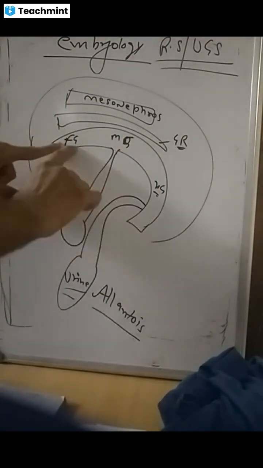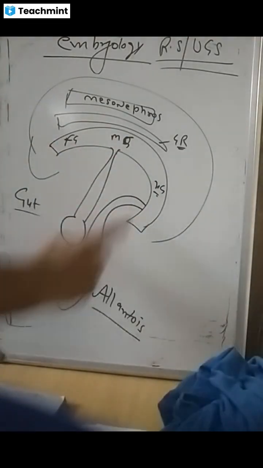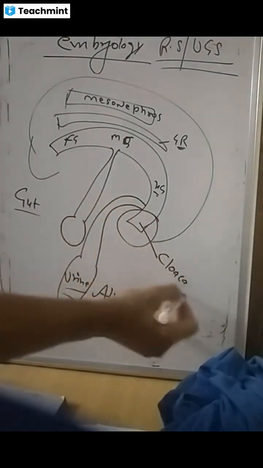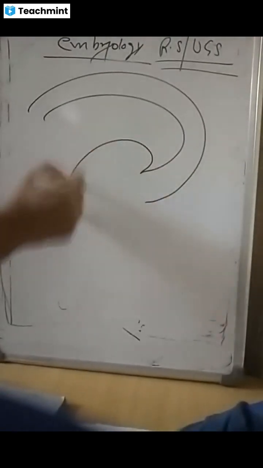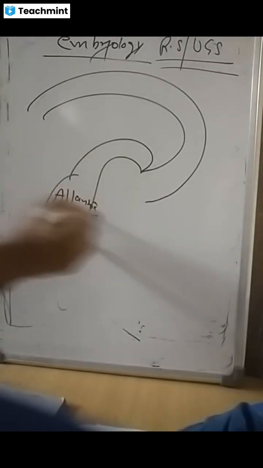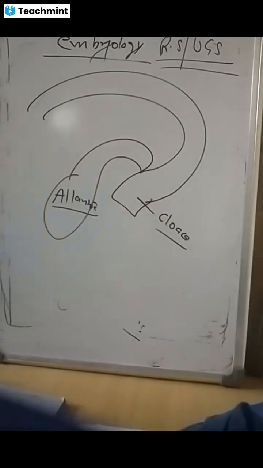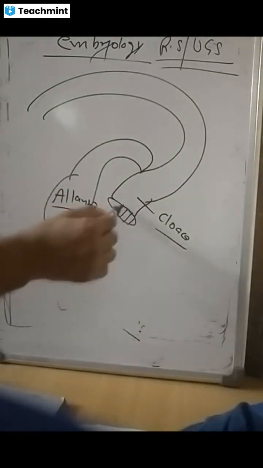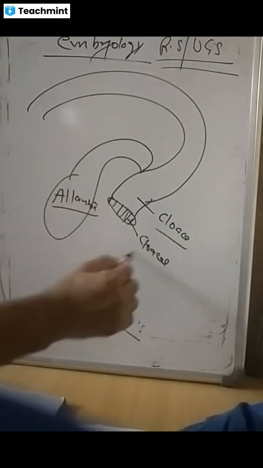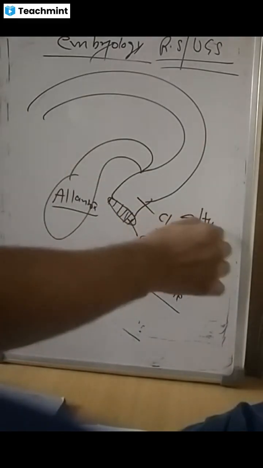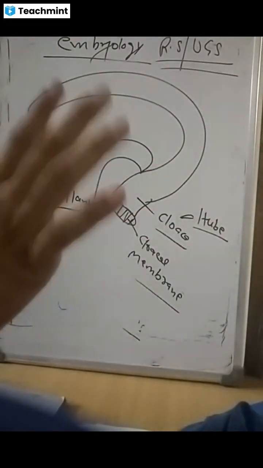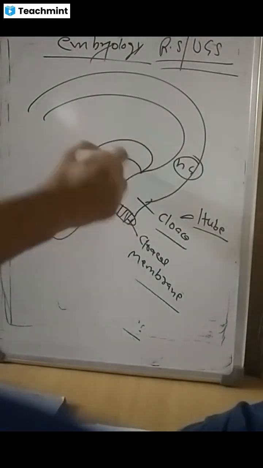This part is known as the cloaca. So this is your allantois, and this is the cloaca. The cloaca is one tube-like structure which has a membrane, the cloacal membrane, and this is the hindgut portion, and this is filled with urine.